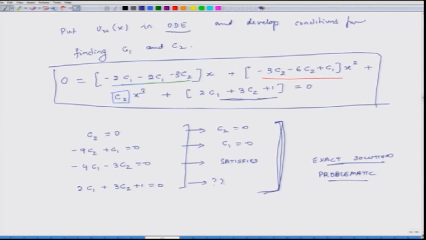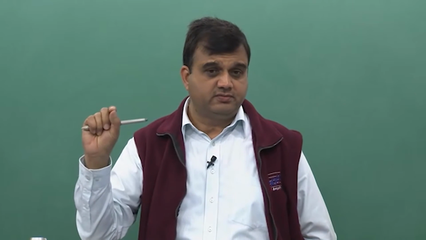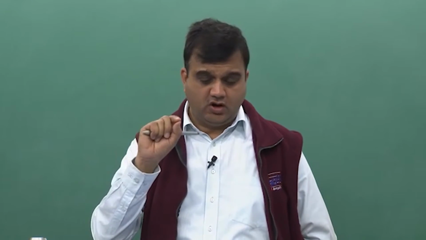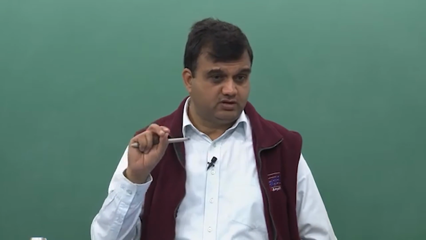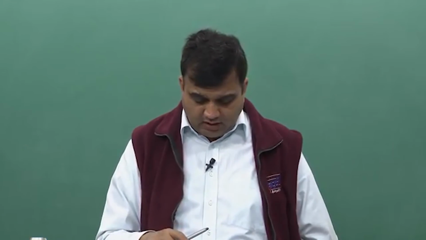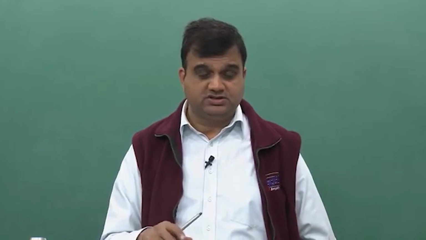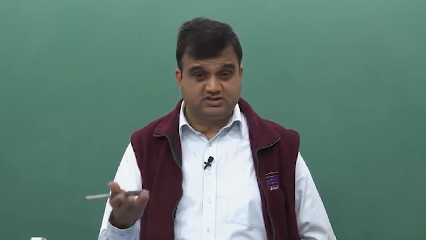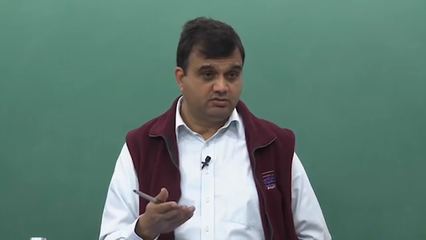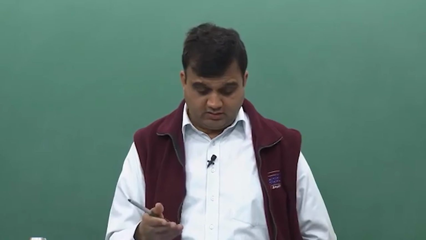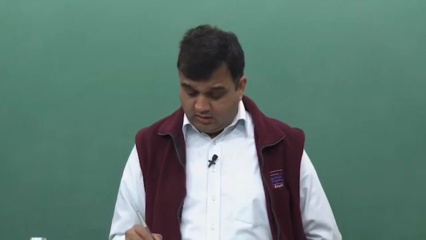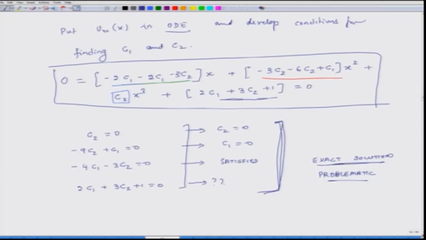If these conditions were satisfied, then the error would have been 0 for all values of x in the range 0 to 1. Right now they are not being satisfied, which means it is not possible for me to get a 0 error for all values of x. So, that is why an exact solution is problematic. So, I say okay, I am having problems with getting an exact solution, so I will stop worrying about it.